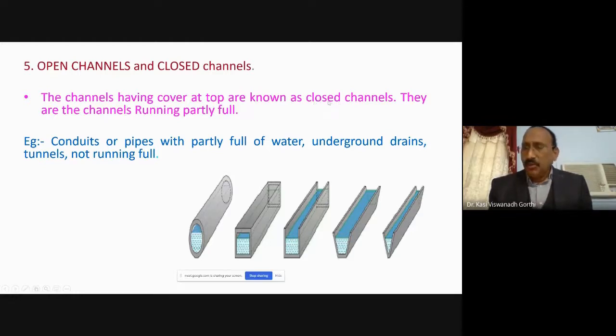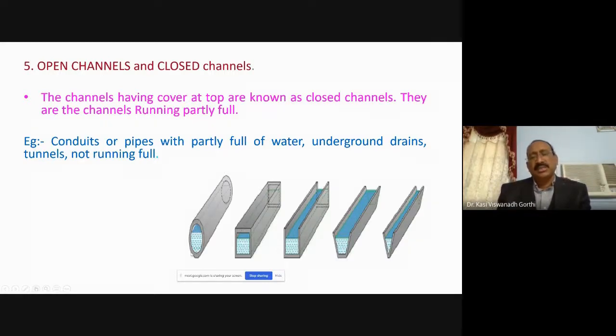But here in a closed channel, the cross section is not completely filled. However, the top is covered. You see this shape, rectangular. The top also is covered here. The water is only up to this level. But in this case, the top is not covered. So this is not covered, whereas this is a covered channel. So this is called the closed channel.